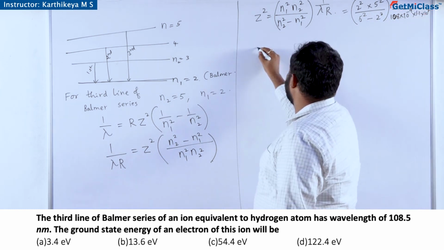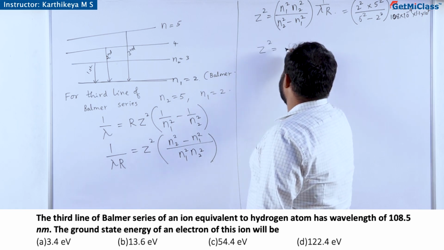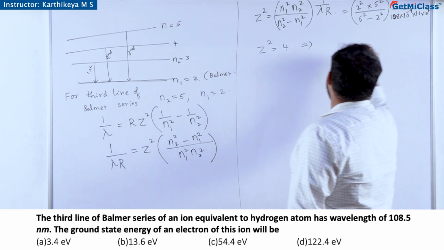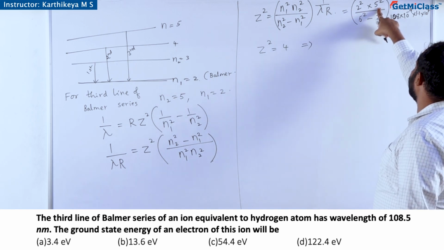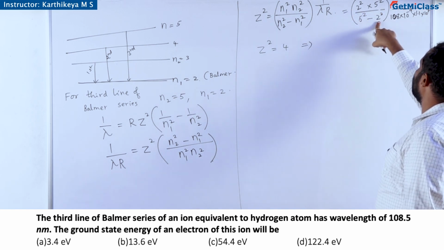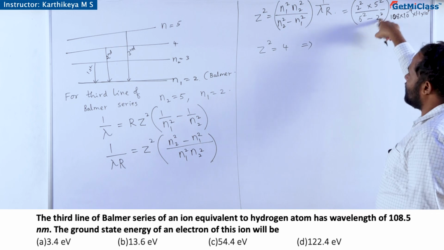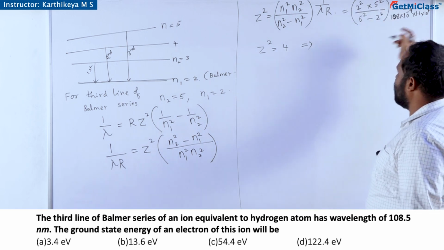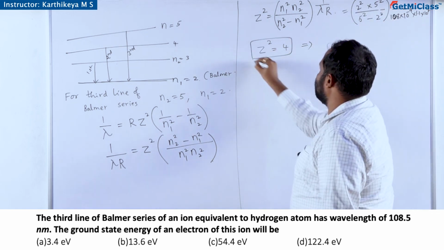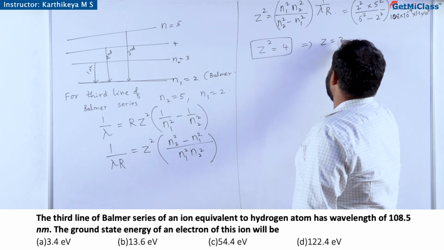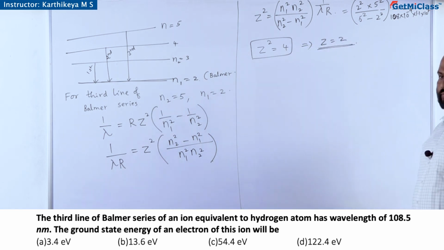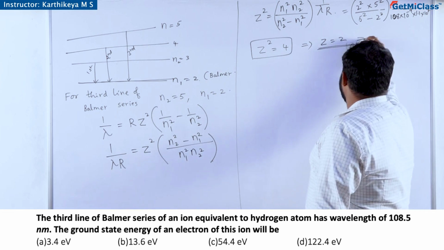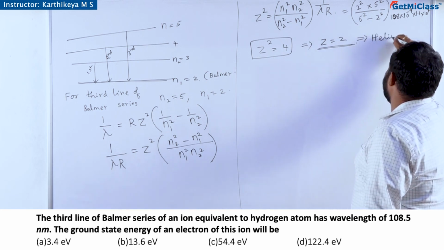Calculating all this, I am going to get Z square equal to 4. I can roughly calculate this. This is 4, this is 100, 100 by 21 is roughly 5. So calculating this, I get Z square equal to 4, Z is equal to 2. Now, this is nothing but a helium atom.